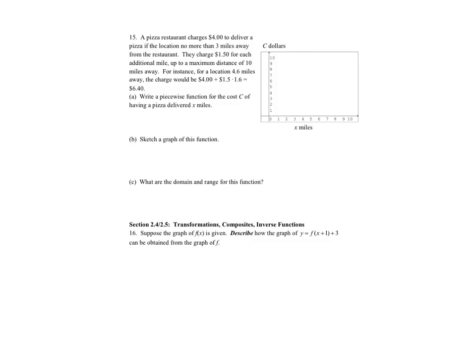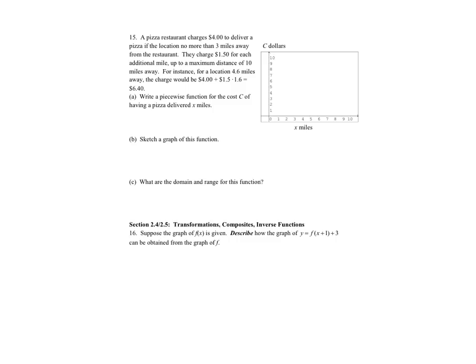So now we have a pizza restaurant charging $4 to deliver a pizza if the location is no more than 3 miles away. And then they charge $1.50 for each additional mile for a maximum distance of 10 miles away. So it looks like they're not going to deliver if you live more than 10 miles away.